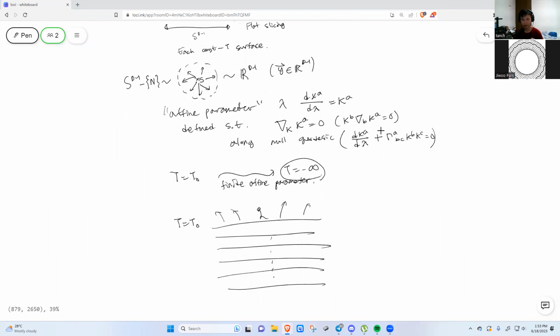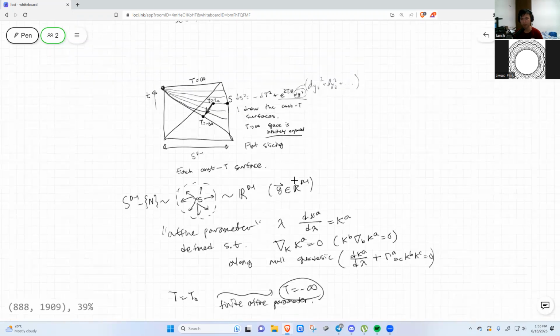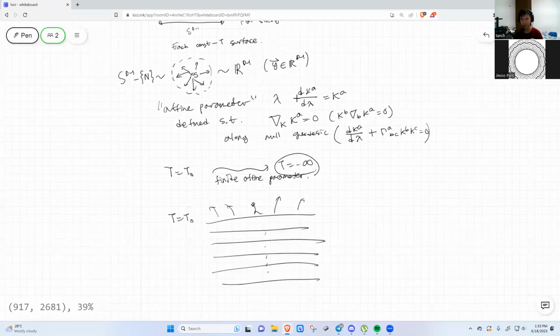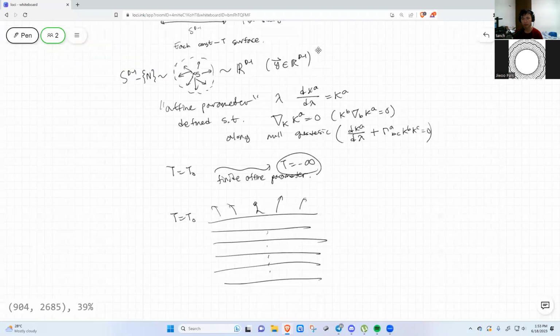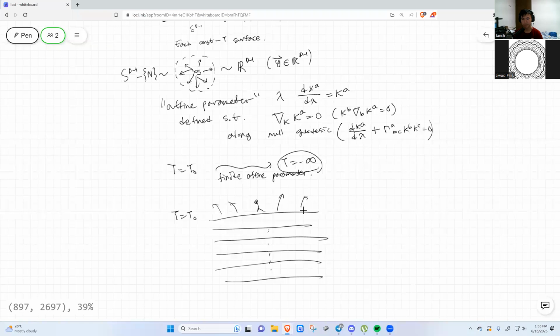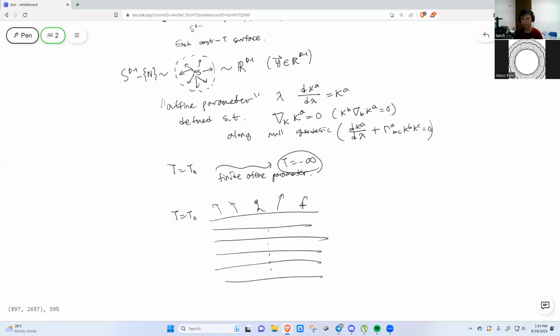How do we know that the universe is expanding exponentially? Is that a property of de Sitter space? No, it's just the metric, right? It's e^(2t/L). Oh, okay, I see. So we know that the universe is expanding exponentially.